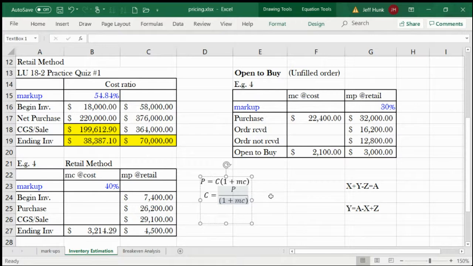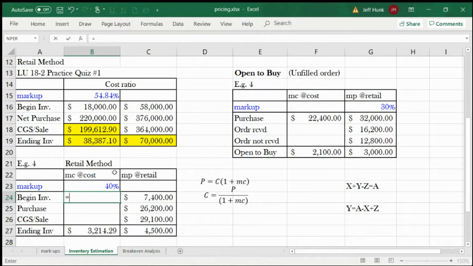Since price is given, right? Markup rate based on cost is given. So what you will simply need to do, right? P over 1 plus markup rate based on the cost. And then, say we got that.